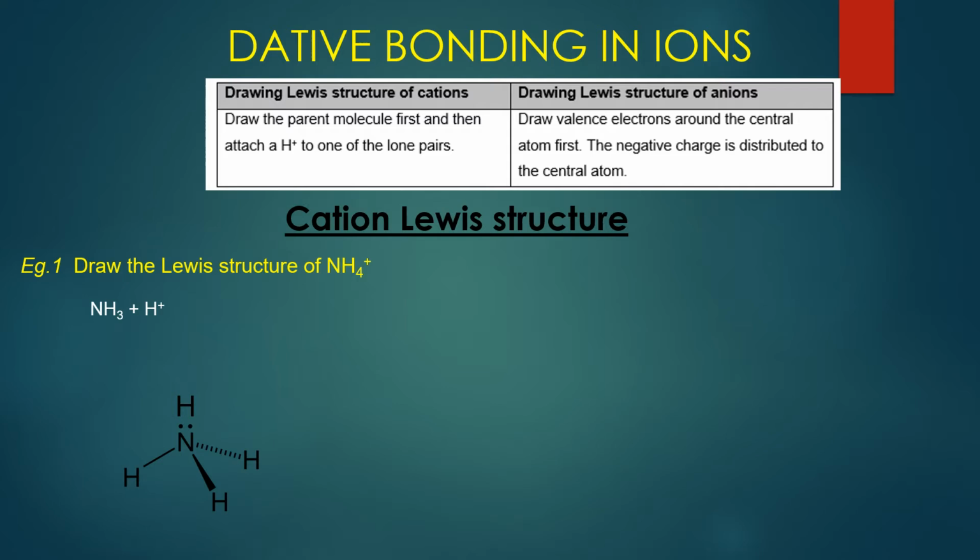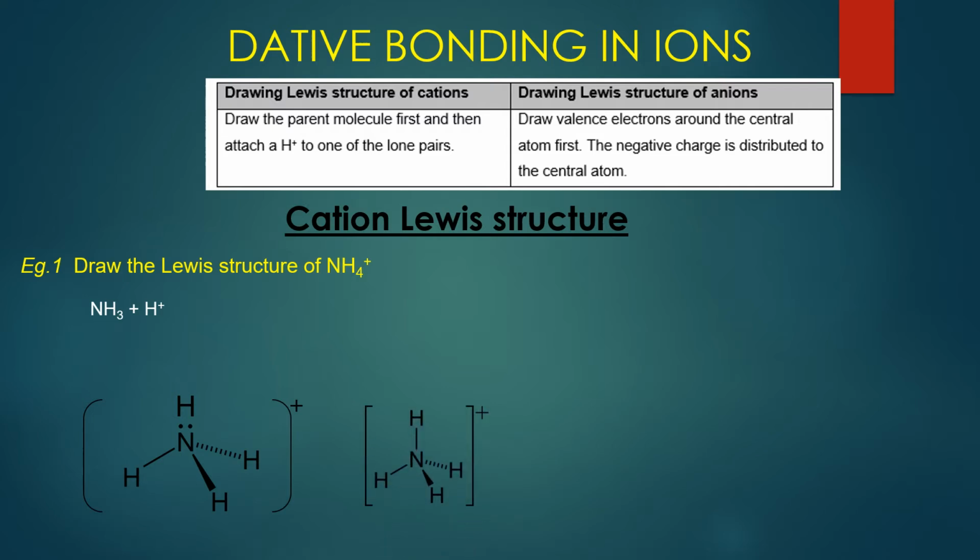Now, because it is an ion, we must include square braces. Whenever we draw a Lewis structure of an ion, it is important that we draw square braces and put the charge on the top right-hand corner. So this is how we draw the Lewis structure of the ammonium ion.